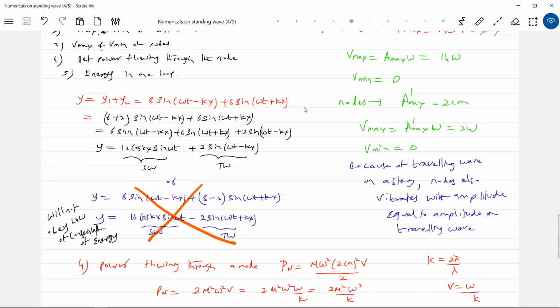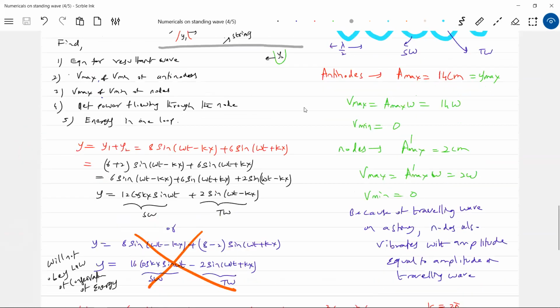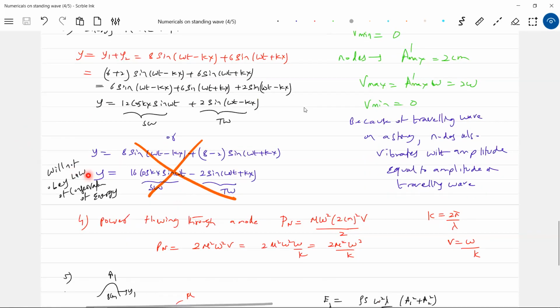You have to be very careful: mathematically correct, but physics wrong. Mathematically it is correct, but according to physics, it is wrong. No point on a string can have a displacement greater than 14 centimeter. That's what the superposition principle says, no? That's why this is wrong. It will not obey the law of conservation of energy. Any reason for that? The displacement of a point on a rope can become more than 14, which is not possible. If you want, I'll write it.